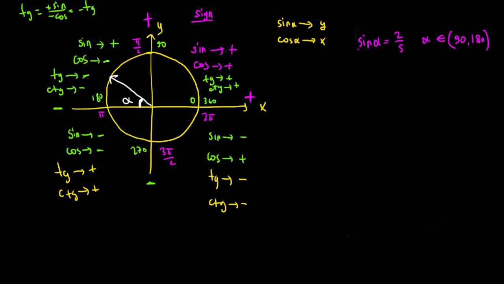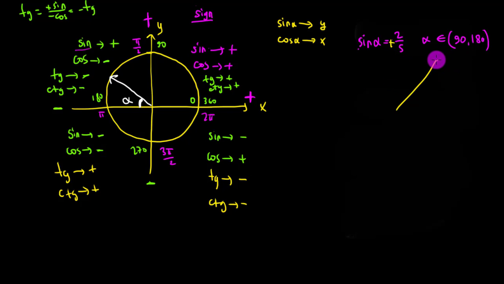Yeah. So if it is here, what are the signs of these trigonometric ratios? This one should be plus, yeah. It is okay. So this is plus. So then this ratio, it is okay. So let's find cosine, yeah.